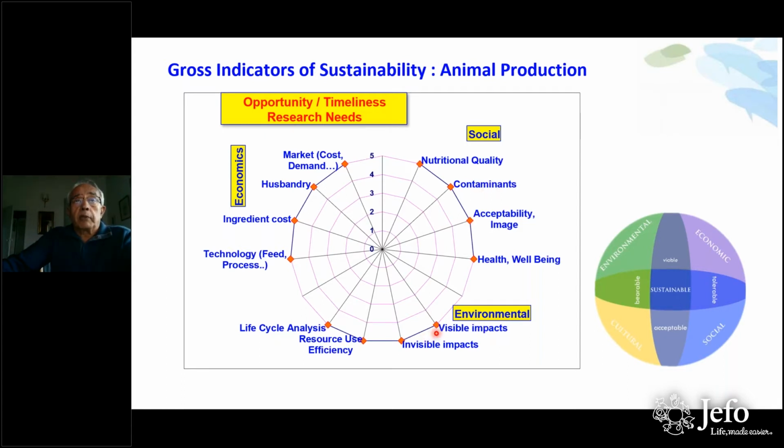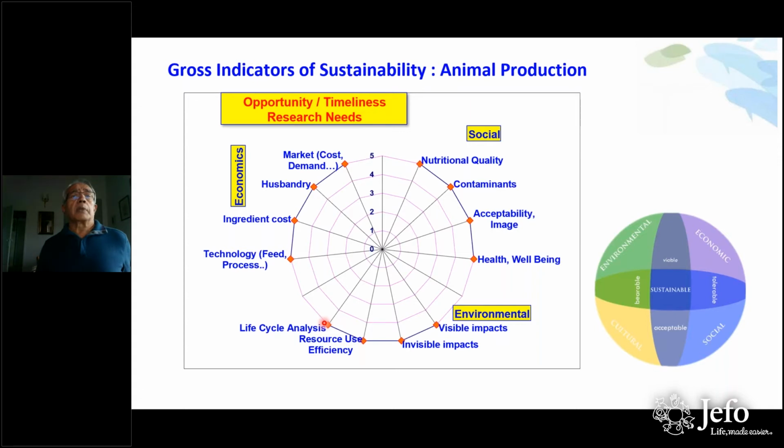A simple thing for aquaculture has been visible impacts. I don't want to see the farm. Invisible impacts, what is happening underwater, and how efficient is the production. And so there are other tools like the life cycle analysis, as I just mentioned. So all these three concepts have to be taken into account. This is what we were thinking about 10 years ago.